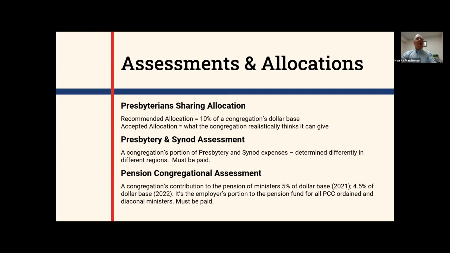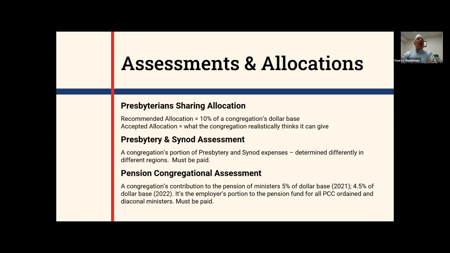Congregations then have the opportunity to say, yes, we're going to accept the allocation as determined by the PCC, or they can say, no, we want to accept something less. Or you may want to say, no, we can afford it, we can go a bit higher. But again, there's an opportunity to increase your accepted allocation as you go through.